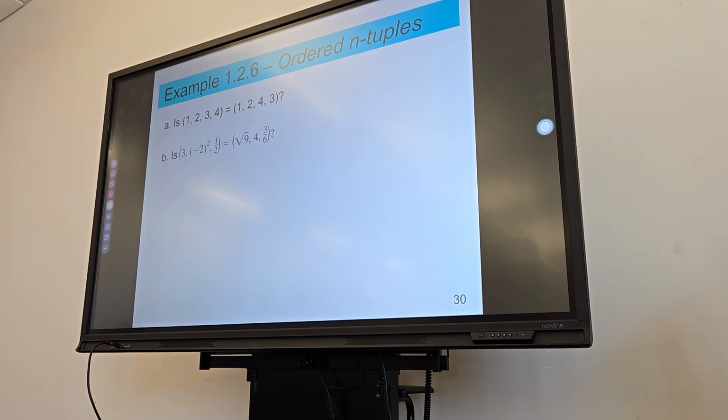So, is 1, 2, 3, 4 equal to 1, 2, 4, 3? No. Is 3 minus 2 squared 1/2 equal to the square root of 9, 4, and 3/6? Yes, because you simplify the terms.